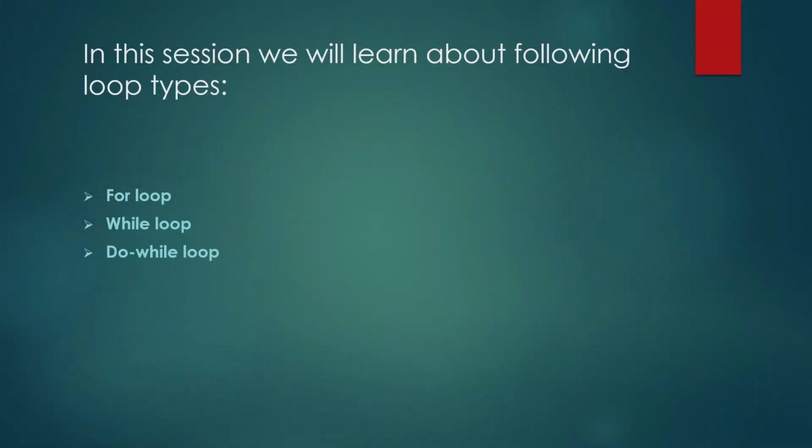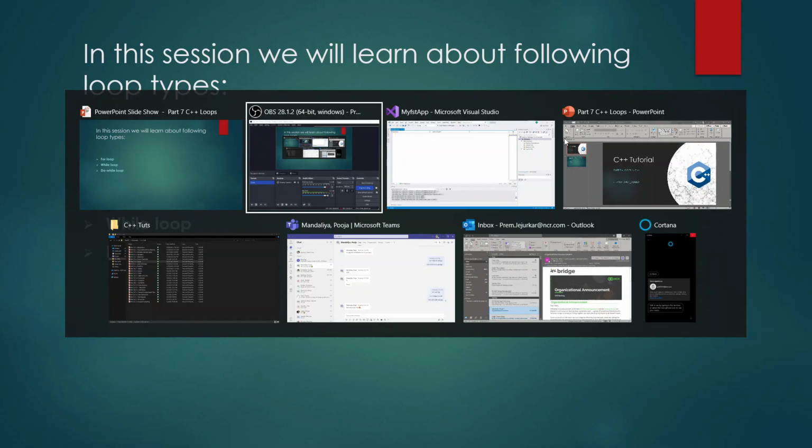So there are three types of loops available in C++. The first one is the for loop, another one is the while loop, and the last one is the do while loop. We will learn about each one separately in separate videos, one by one. Okay, so our first will be the for loop.